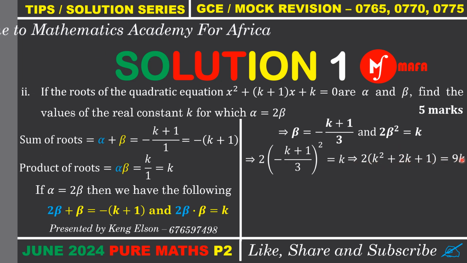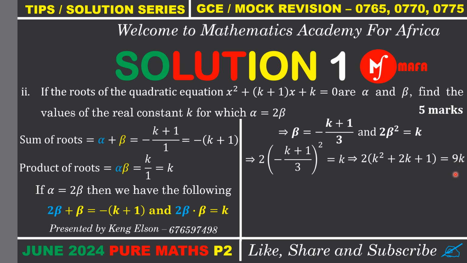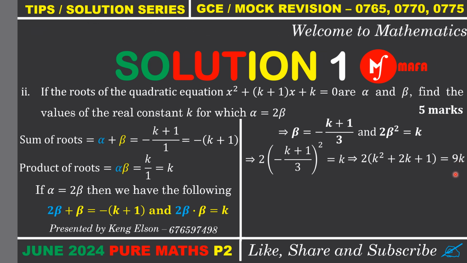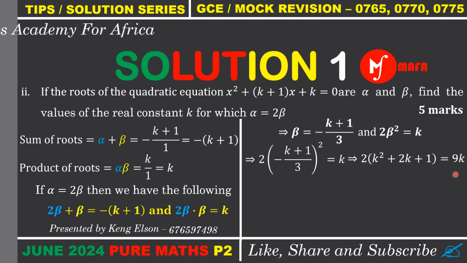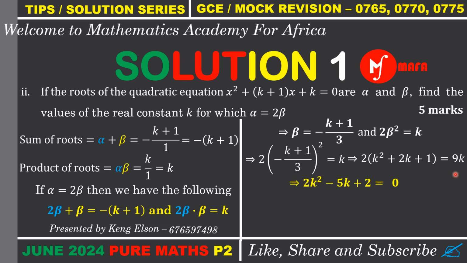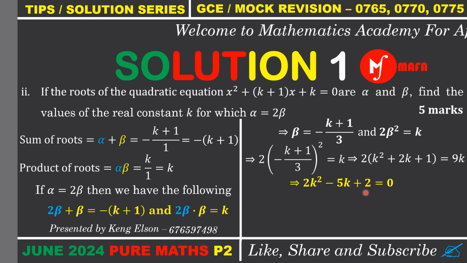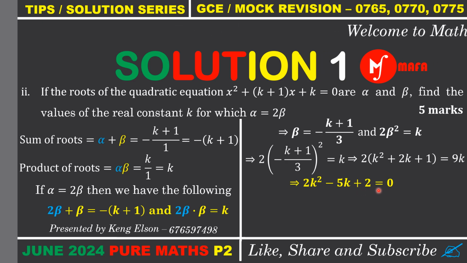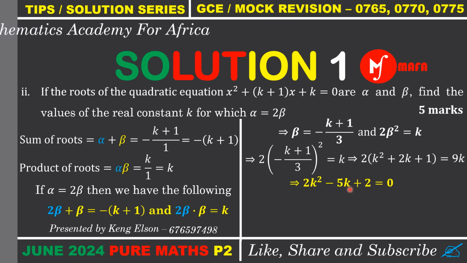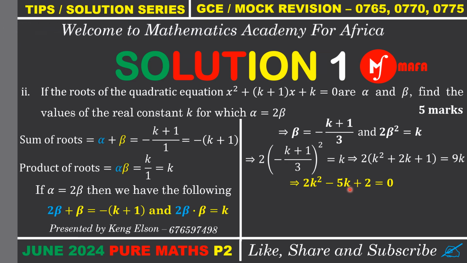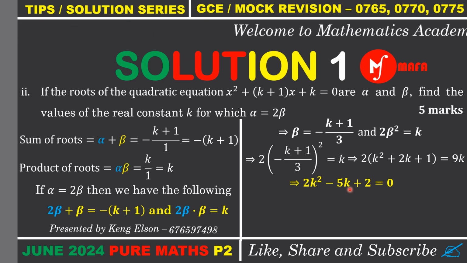Now 4k minus 9k is negative 5k. So you can try to write it down because I never had time to actually write down all the steps, so it's important that you follow what I'm saying. So we are going to have 2k squared minus 5k plus 2 equal to 0. We can now solve this by using any method of our choice, but the best method here is factorization or the quadratic formula. I'm going to go through factorization.